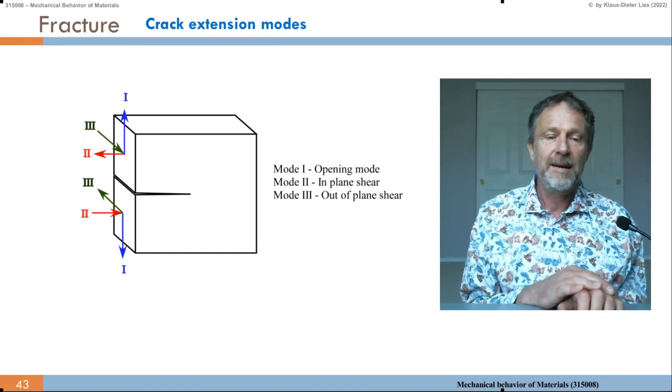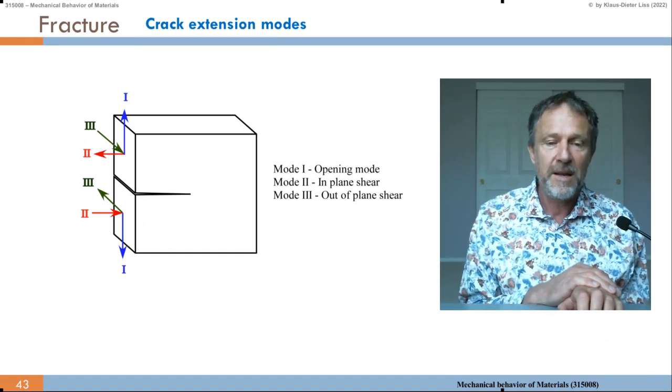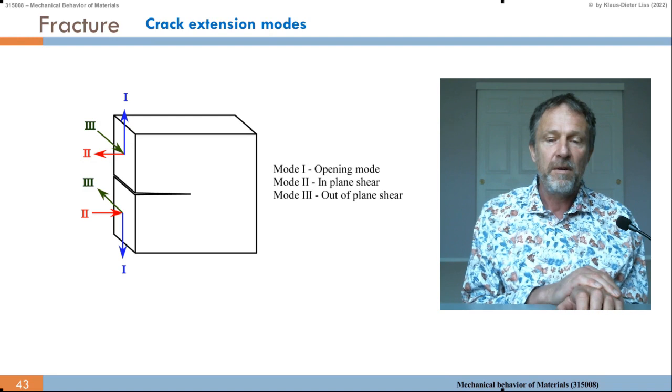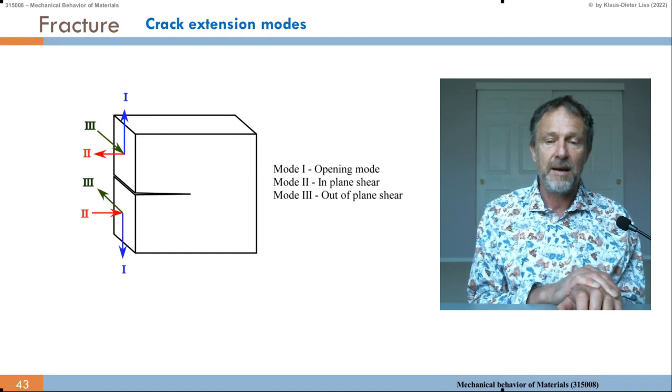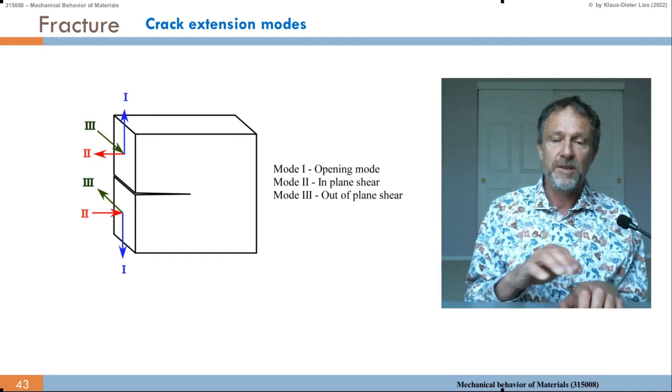Also again in this figure, which has been displayed already 2 slides ago, we have mode 1 in blue, mode 2 in red, and mode 3 in black color, which is the out of plane shear.